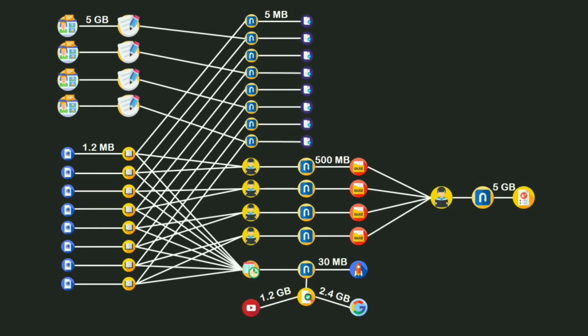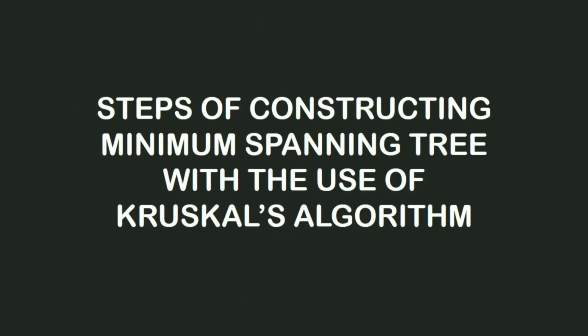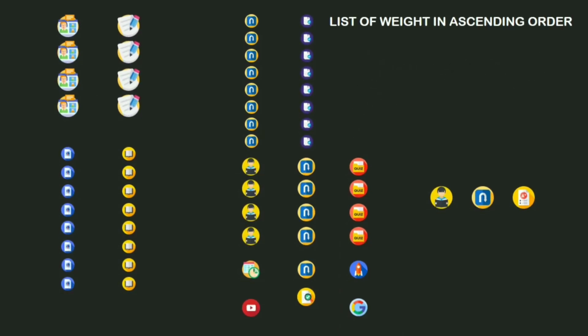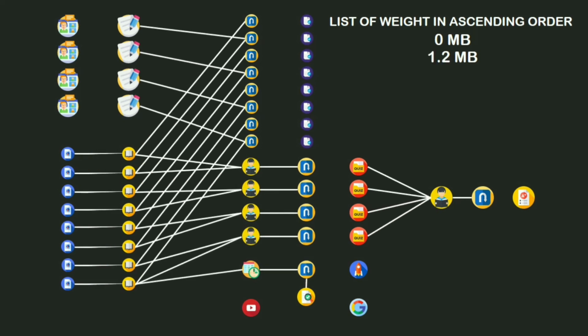The output vertices such as the assignments, quizzes, project and term examination indicate that the student has accomplished the corresponding prerequisites in order to obtain scores. Steps in constructing minimum spanning tree with the use of Kruskal's algorithm. Number 1. Draw all the vertices. Number 2. List edge weights in ascending order.